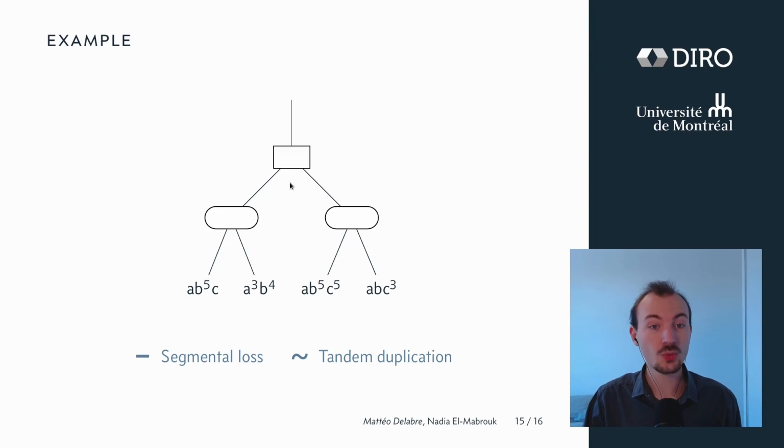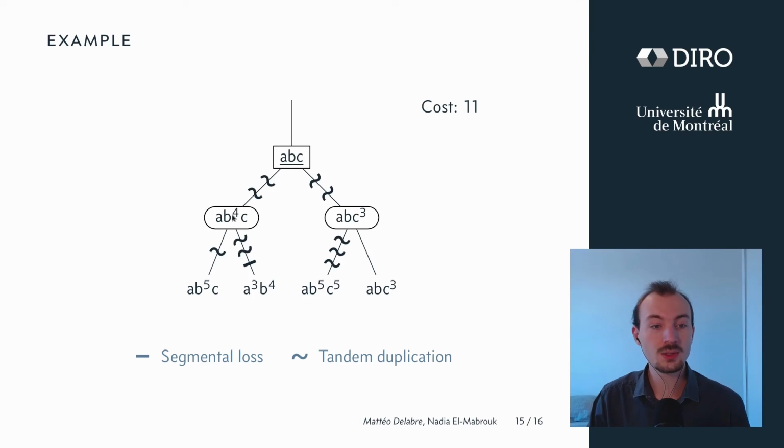Here we have a tree that is already labeled with events, and we just need to find an optimal synteny assignment. What we can do is take the intersection of each synteny. So for example, on the left, we get AB to the 4th C, and this C is here because we need it in the left child. On the right, the intersection gives ABC cubed, and the root will only be ABC. This assignment has a cost of 11 events.